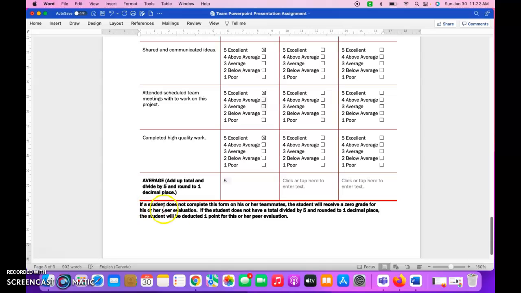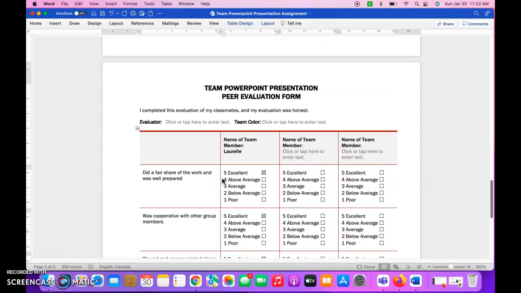So again, if the student does not complete this form on all teammates, the students will receive a 0 grade on their peer evaluation. If the student doesn't divide the total by 5 and round to the decimal point, so complete your average down below here, you'll lose 1 mark from this peer evaluation component.